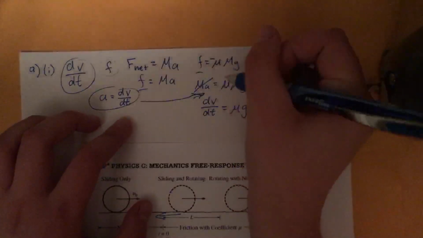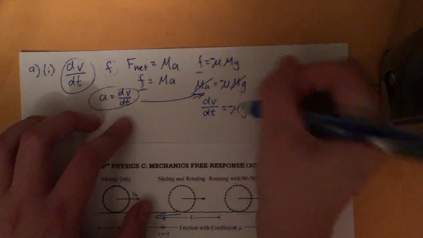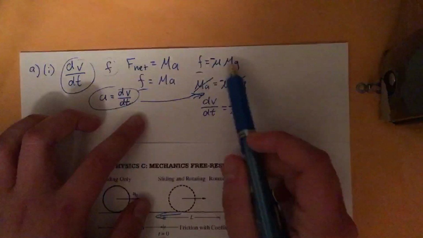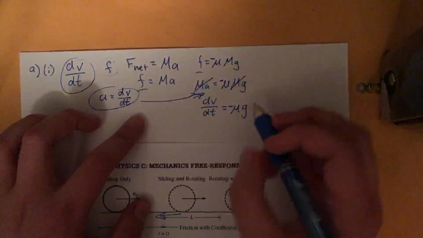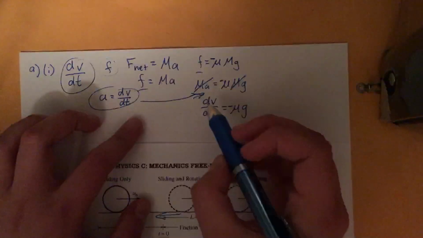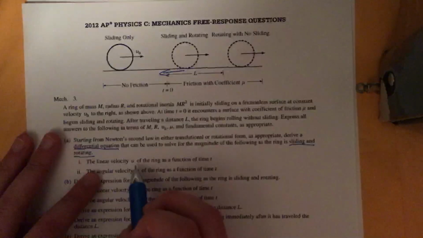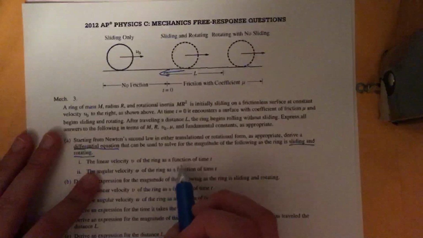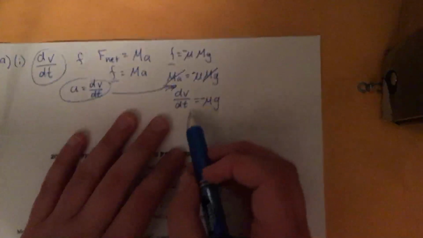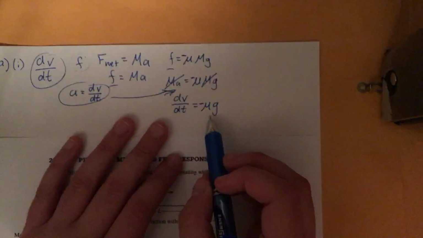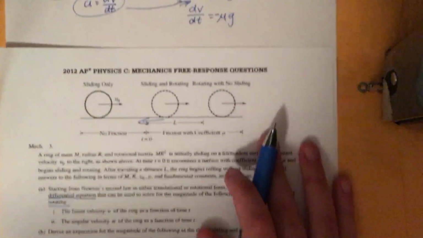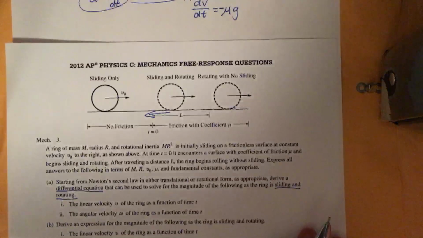This is going to be negative the whole time because it's in the opposite direction of the motion. So sorry, do not forget this negative. So, for the linear velocity of the ring as a function of time, dv dt equals negative mu g. That's what the question is asking. It's not that scary once you get used to it.